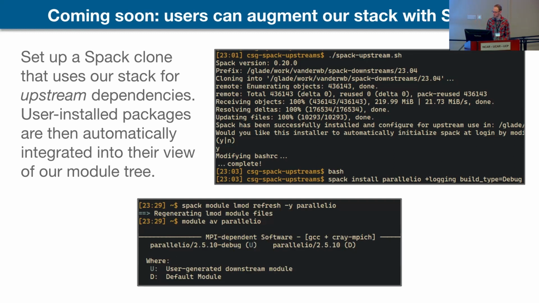So that would look like this. Here's an example with parallel IO. But this is on the end user side. And basically now, if I'm the user, I can see that if I look for parallel IO, there's our version, which we provide to everybody, which is this default 2510. But then there's this debug version as well. And we've added a little user generated module annotation in LMOD. So they can quickly see that, okay, this is my module, not something that's coming from the default stack. But otherwise it works natively, just like any other module that we provide people. So I think that's pretty cool. And I'll be curious to see if we can get much uptake on that.